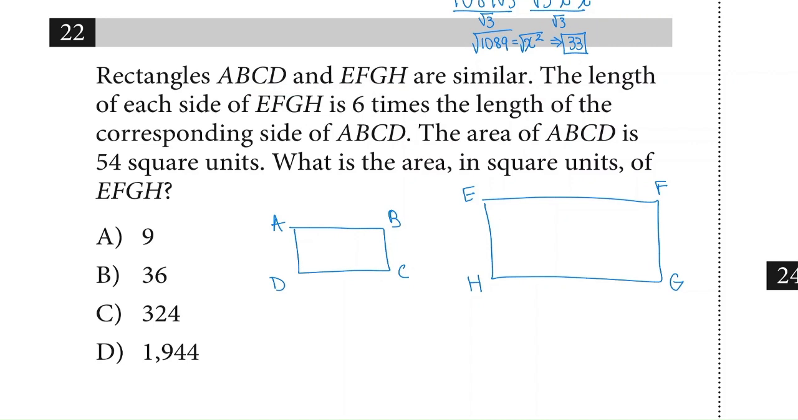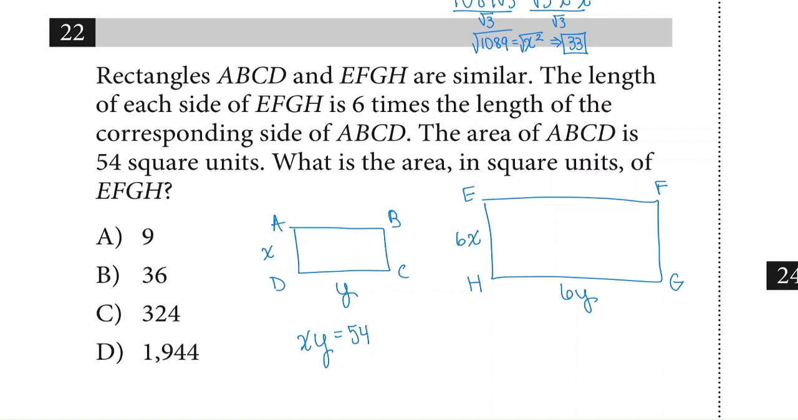We know that EFGH is 6 times the length of the corresponding side, so let's just call this X. That's going to make this 6X. Then if we call this one Y, this is going to be 6Y. The area of ABCD is 54 square units. So we know that XY equals 54 because the area of a rectangle is length times width, and we have denoted those by X and Y.